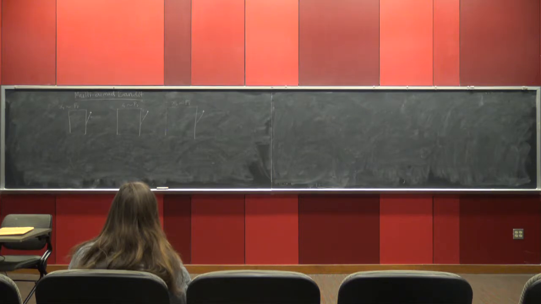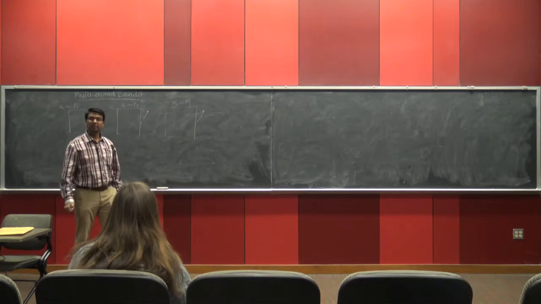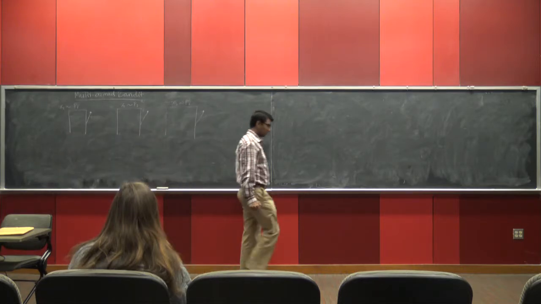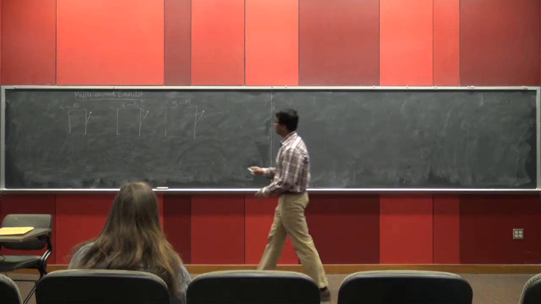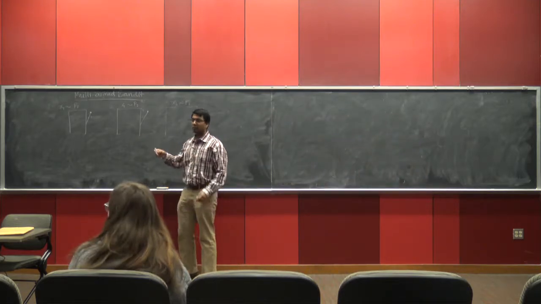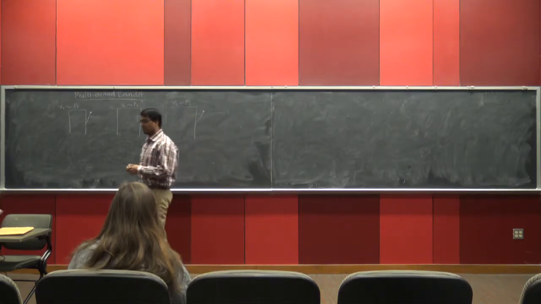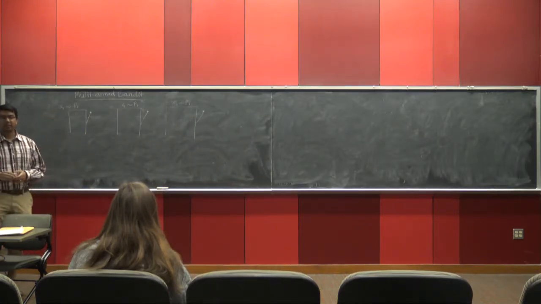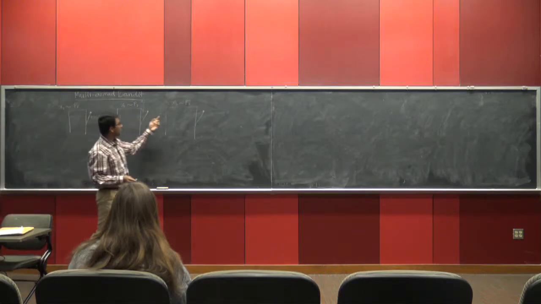Now the problem is as follows. You don't know what P1, P2, and P3 are. So how do you decide which arm you are going to pull from time 0 all the way up to time infinity? So that's the question. How would you decide? I don't know what P1 is, I don't know what P2 is, I don't know what P3 is.